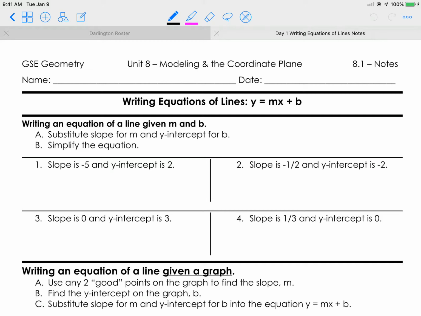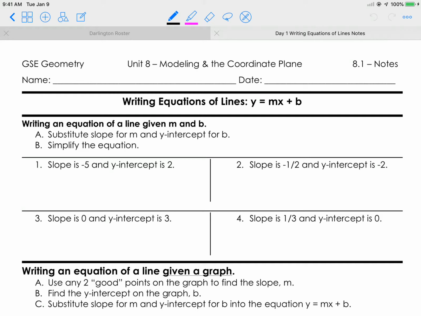Today we're talking about writing equations of lines. Unit 8 is about modeling and coordinate plane geometry. So, of course, we've got to talk about parallel and perpendicular lines. But before we can go too far into those, I want to remind us about writing equations of lines that we learned way back in Algebra 1.